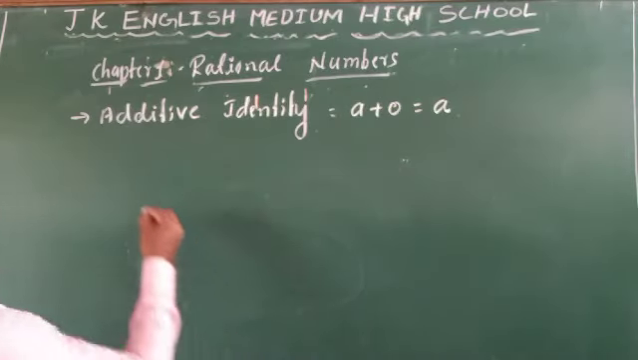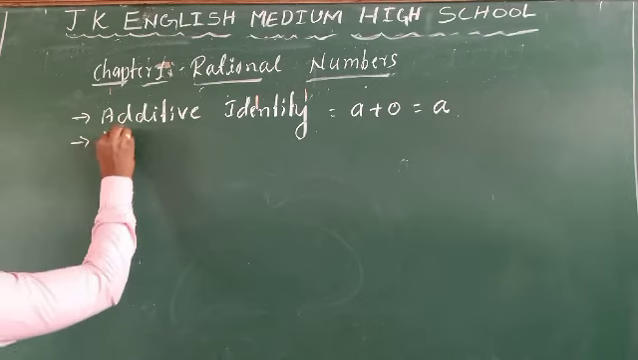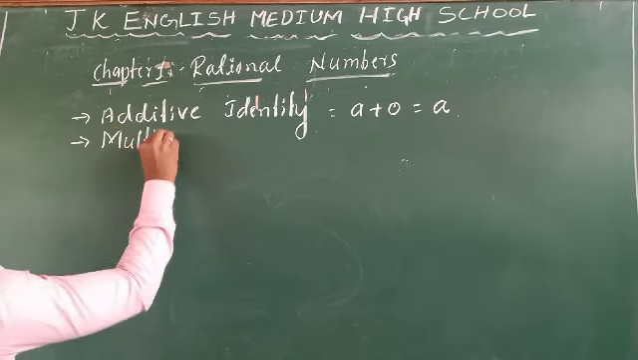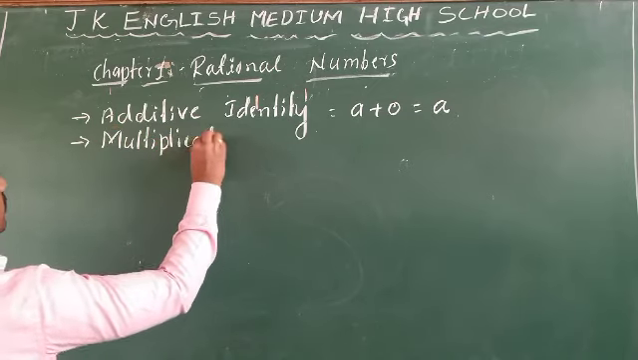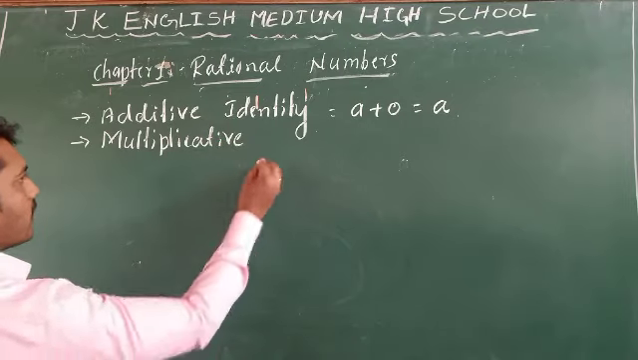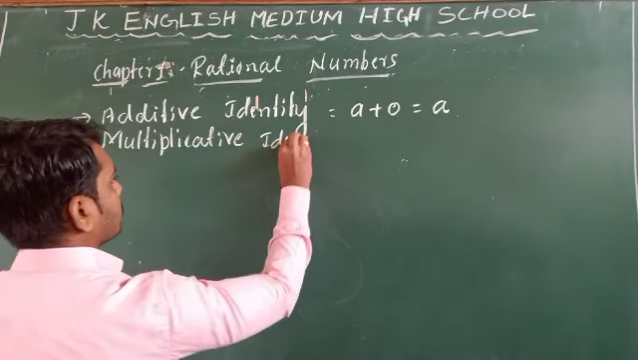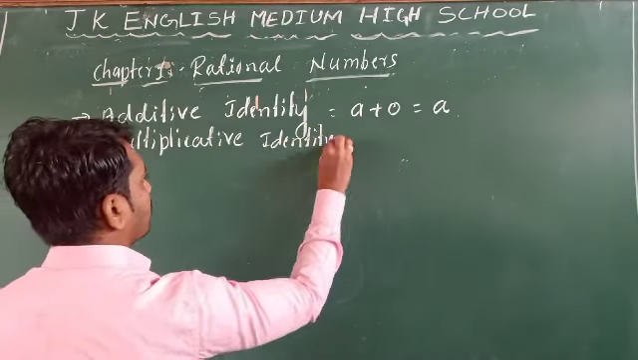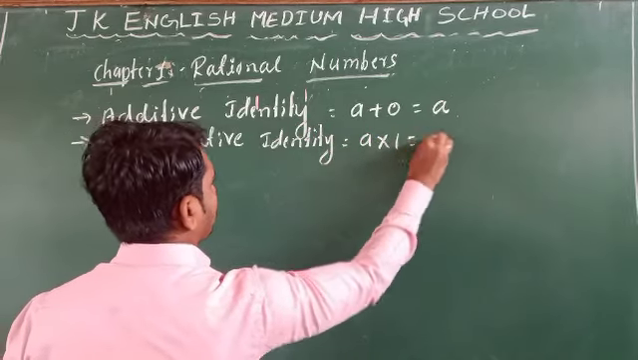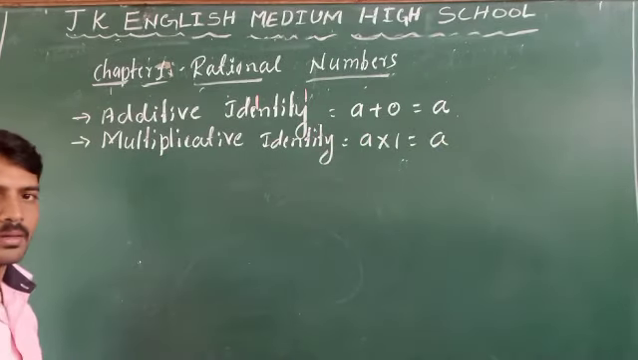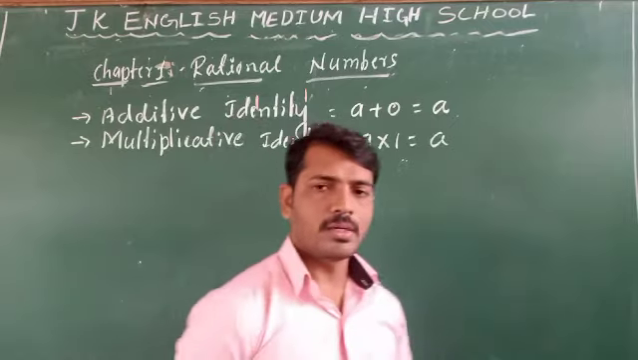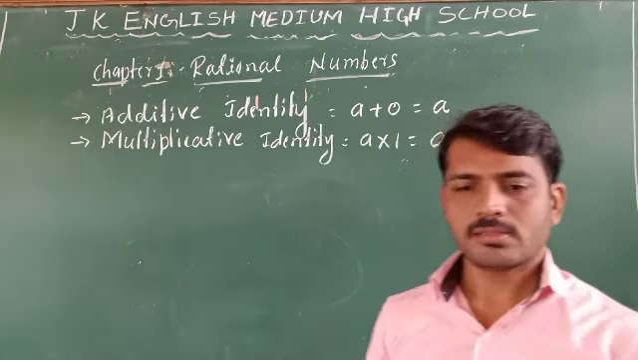One more is there. Second point, multiplicative identity. How is it? a into 1 is always a. It means the multiplicative identity is 1, and the additive identity is 0.